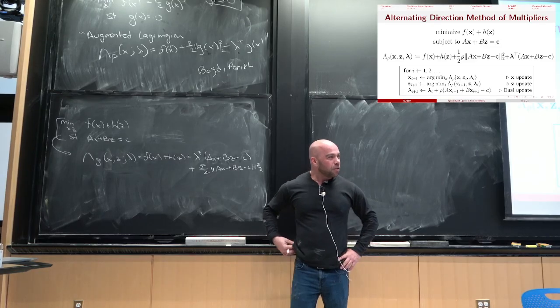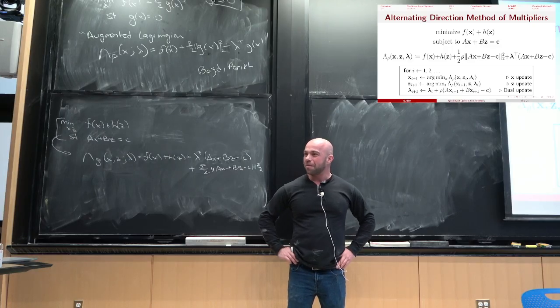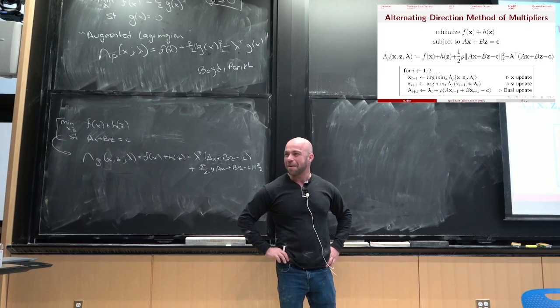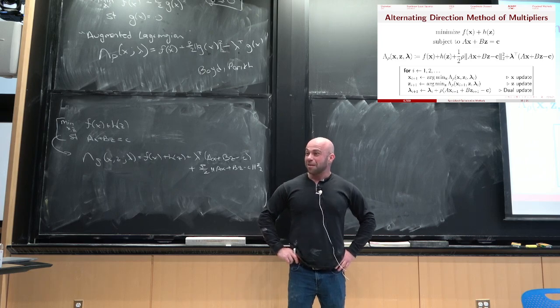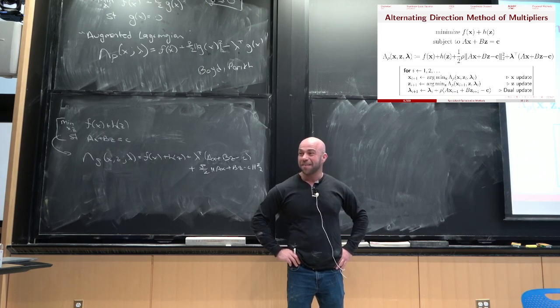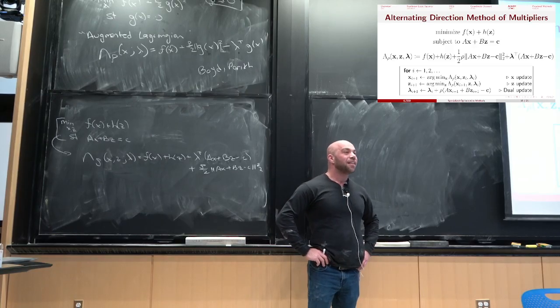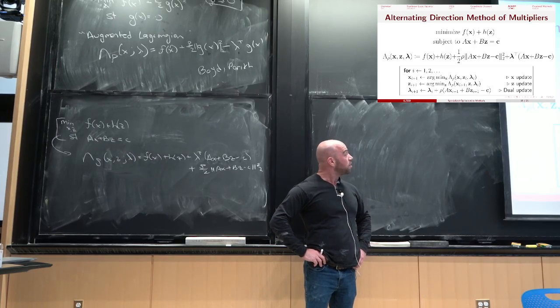Now, in reality, there are instances out there in the literature of what people call 3-block or multi-block ADMM, but they require specialized convergence proofs. Generically, they don't work. Yeah. Yes. Yes, rho is a fixed constant.